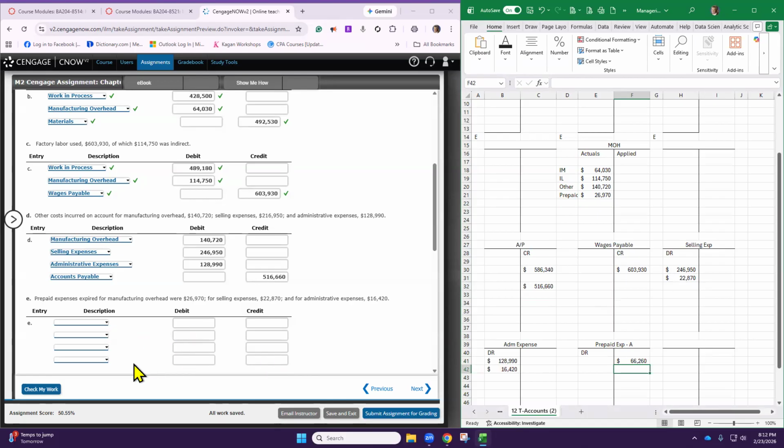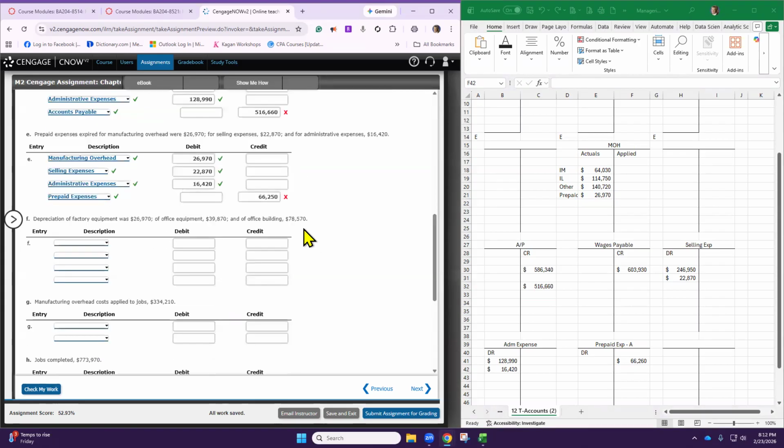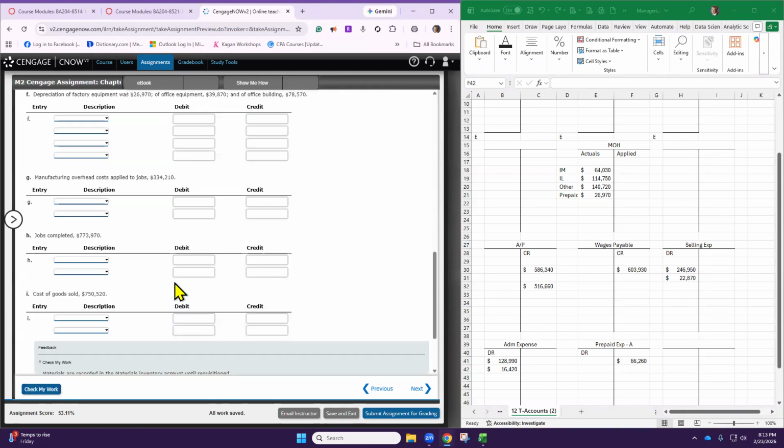And I got 66,260. Okay, so I'm going to put prepaid expenses right here. Down it goes, 66,260, and then fill in the rest. So manufacturing overhead, selling expense, and admin expenses. Yep. So luckily we are really not having to calculate. They're telling us what those amounts are, which is fine. 16,420. So let's see if we're right. Hang on, I miskeyed. It should be 260. Yep. Miskeyed it. There it is.